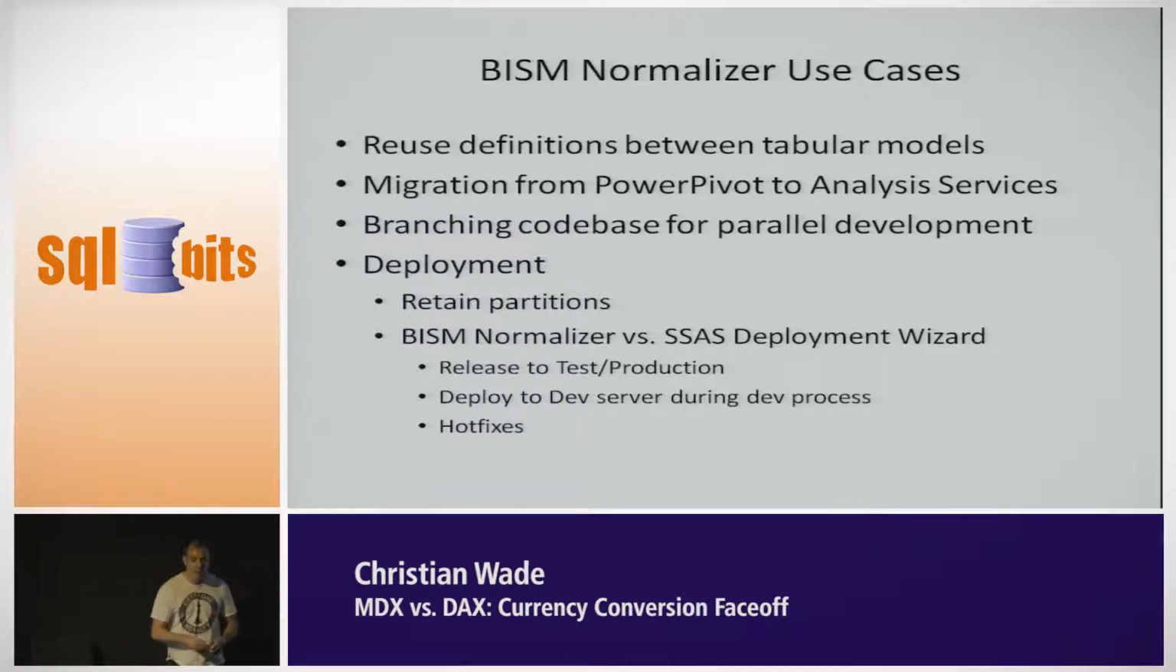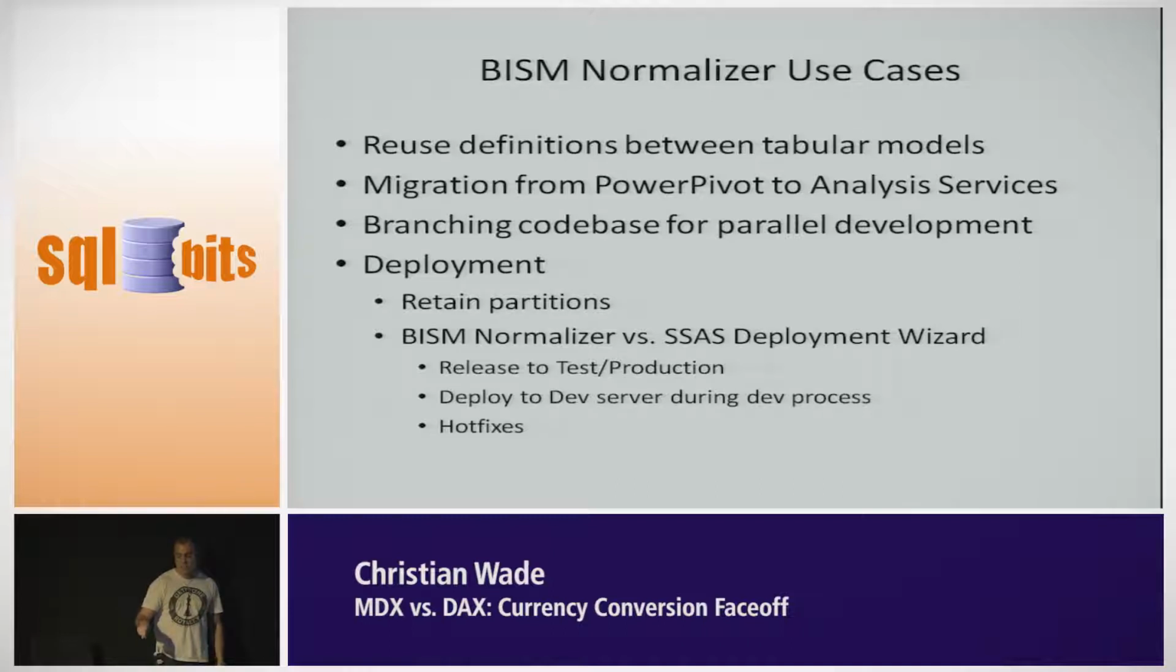Now, while I'm developing, I need to deploy to dev practically every 5 minutes, right? Every time I make a change to a DAX measure, add a little table, whatever, I need to deploy to dev. And I want to do that from Visual Studio. It's overkill to use the deployment wizard in that scenario. So BISM Normalizer can fill that gap.